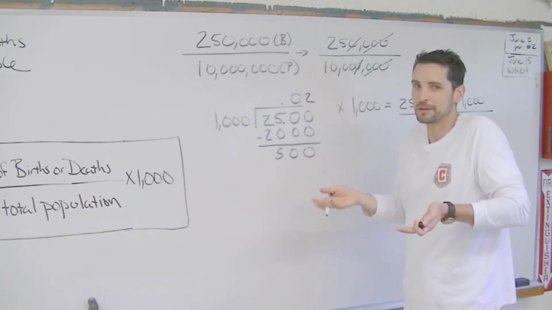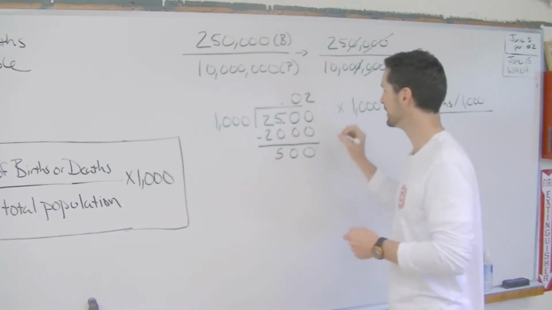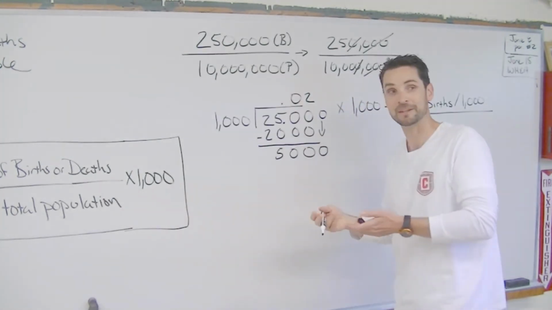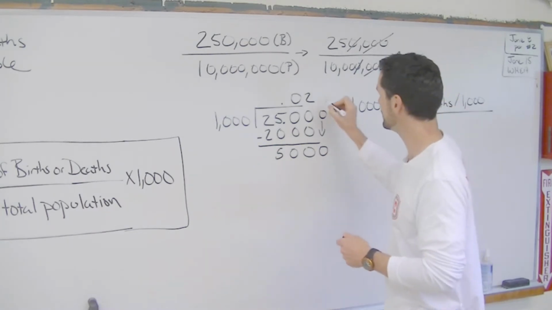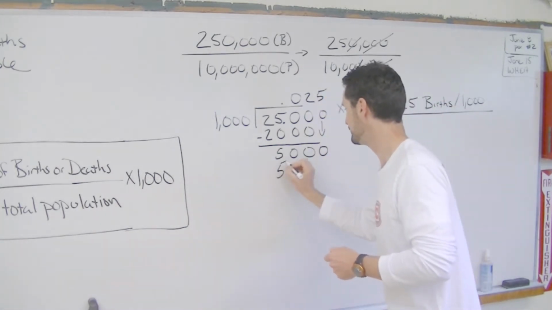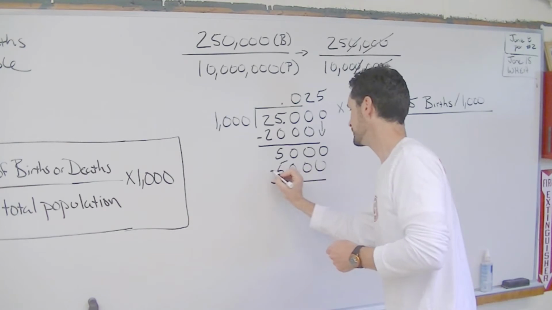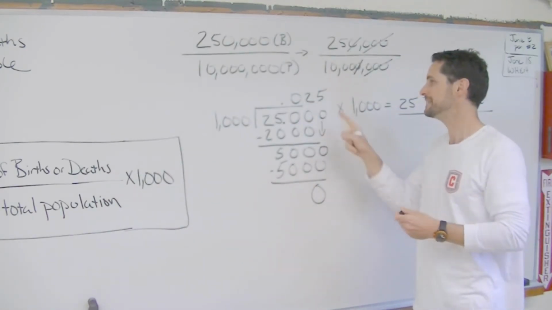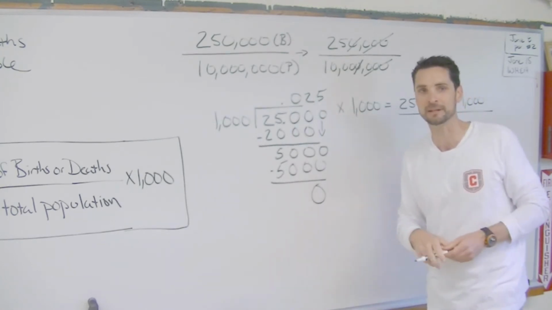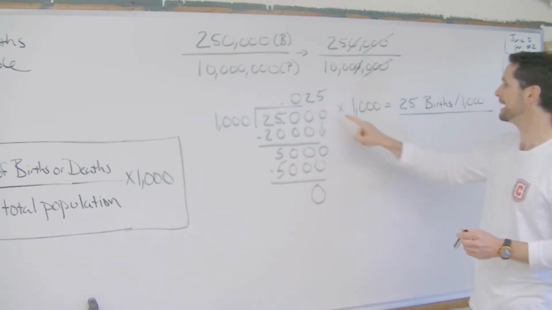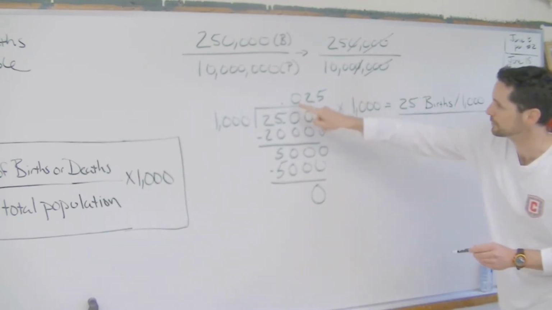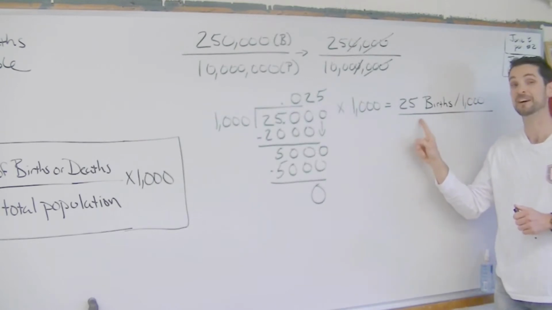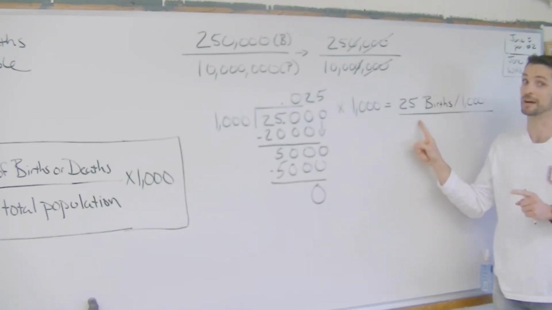Now again, Mr. Decker, 1,000 can't go into 500. You're right, but I could put a 0 here, carry it down, and drop that 0 here, and now 1,000 can go into 5,000 5 times. And when you're doing your long division, you end up with 0 and you stop. And then because it's times 1,000, all you have to do is slide your decimal 3 places to the right, 1, 2, 3, and you end up with a crude value of 25 births for every 1,000 people.